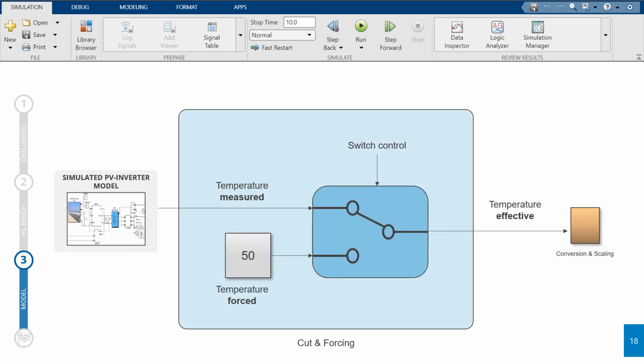The cut and forcing subsystem mainly contains a switch, which selects input signals to be actually sent to the next subsystem. The input signals can be either the engineering signal coming from the PV model or a user-defined signal, which is the value we want to force. The switch also requires a control signal that tells which of the input signals must be selected for further use. This allows the user to apply values which might not be manageable by the PV model, particularly to test extreme conditions or to emulate the loss of a sensor.